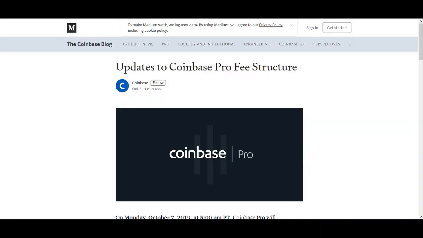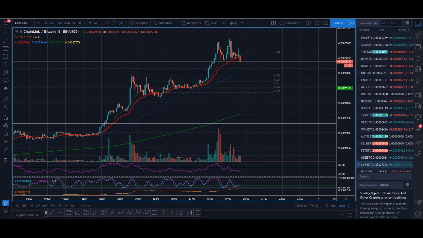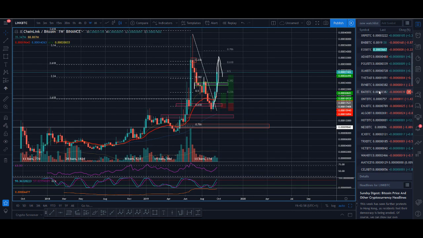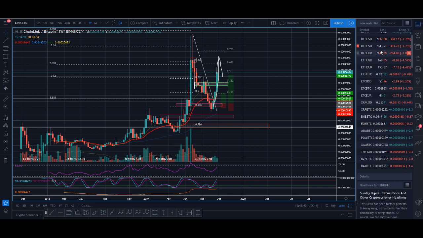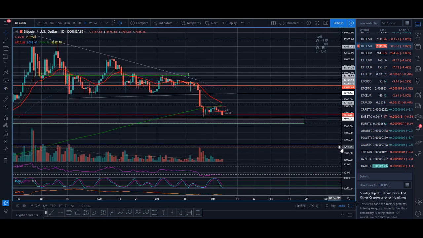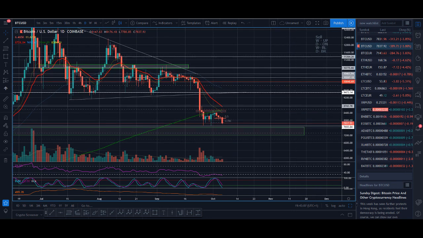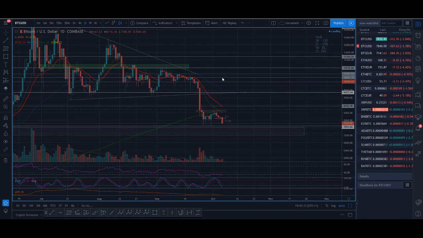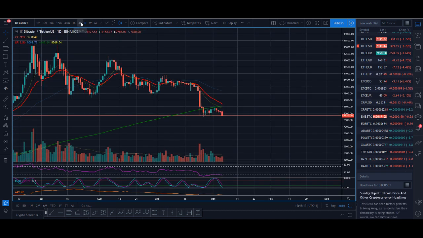So I will still be using Coinbase for mainly swing trading positions, so Bitcoin trades, longer term trades. I will still be using Coinbase for swing trades, and I'll keep most of my money on Coinbase. But for day trading, I'll try trading Bitcoin against Tether on Binance. I don't really like Tether, so I don't want to have a lot of Tether.